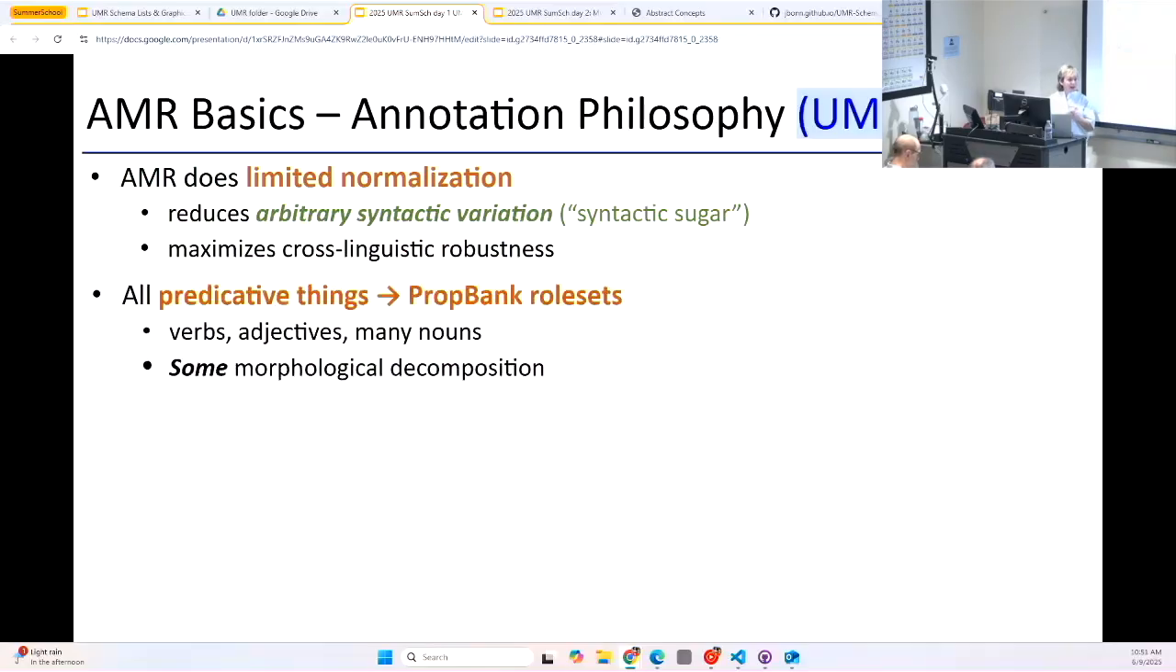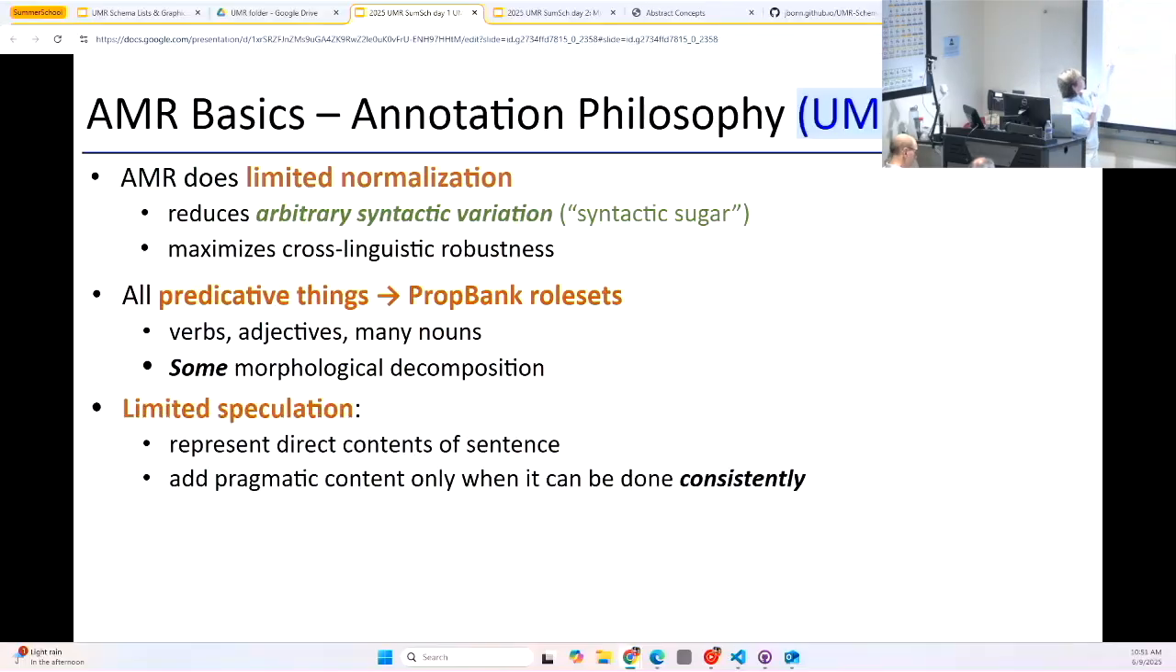Everything that is predicating, at this point we make a PropBank rule set for it. So we have PropBank rule sets now for predicating nouns and adjectives and even predicating prepositional phrases, like verb constructions, other kinds of constructions, schematic constructions, idioms. They can all have an individual rule set. So if it's predicating, you want to use a rule set.